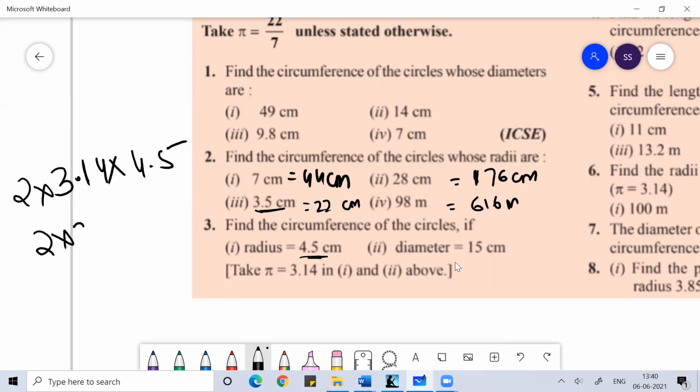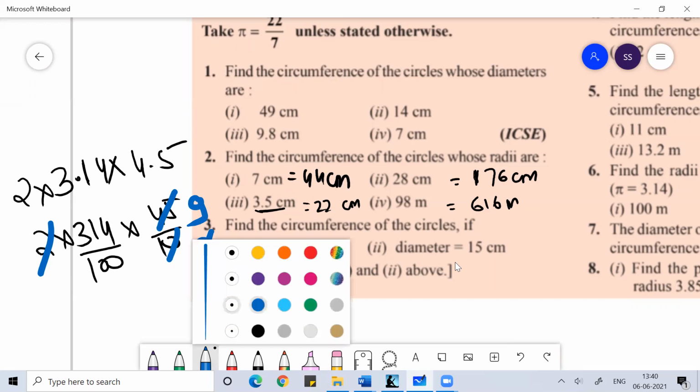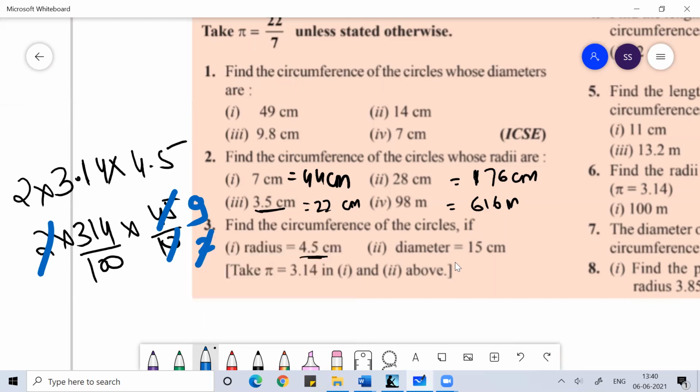How to solve this? 2 into 314 by 100 into 9 by 2. The 2s get cancelled. That's it. So 314 into 9 by 100. 314 into 9 how much will it be? 9 fours are 36, 3 carry, 9 ones are 9 plus 3 is 12, 1 carry. So the answer is 28.26 centimeter.